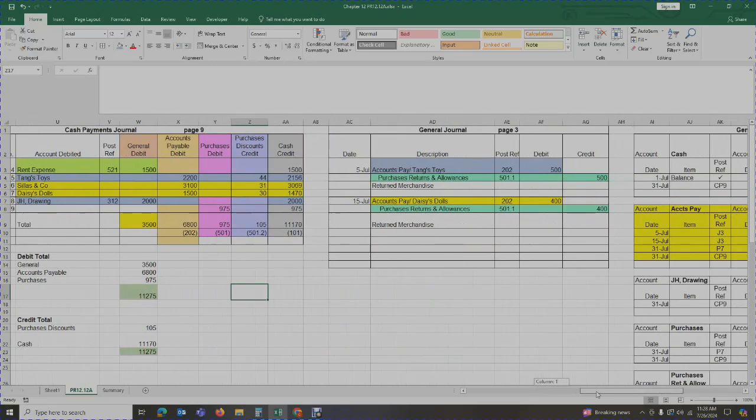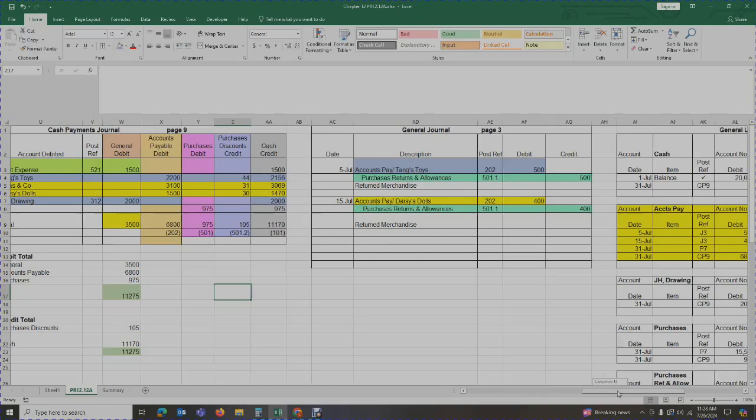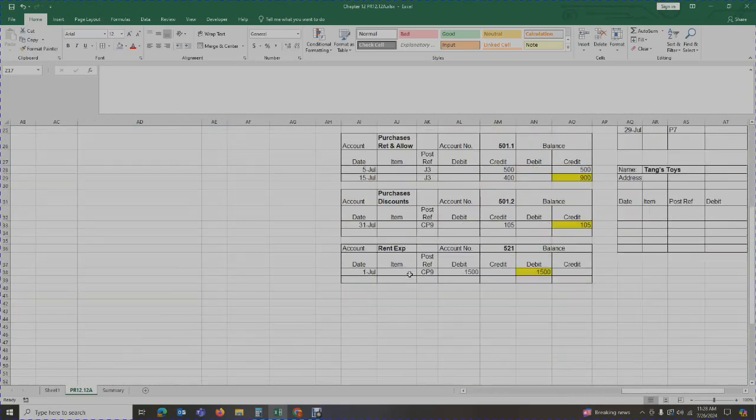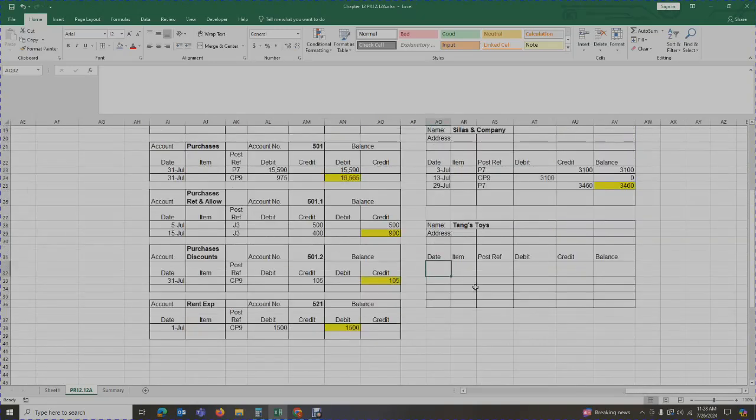And then we have an entry to Tanks over here for the return of $500. Okay, so we have 4 things that are affecting Tanks. You just have to locate everything that affects Tanks. So let's put them in order.